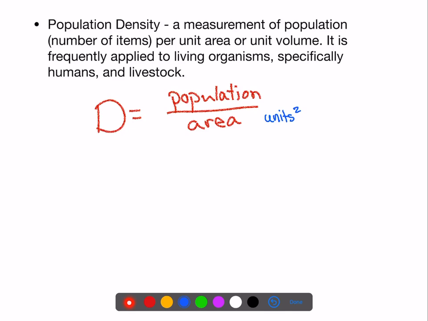Now, it's frequently applied to living organisms, specifically humans and livestock, but we use it for multiple other things as well, such as knowing how much pollen's in a certain area, knowing how much pollution's in an area, all these different things.